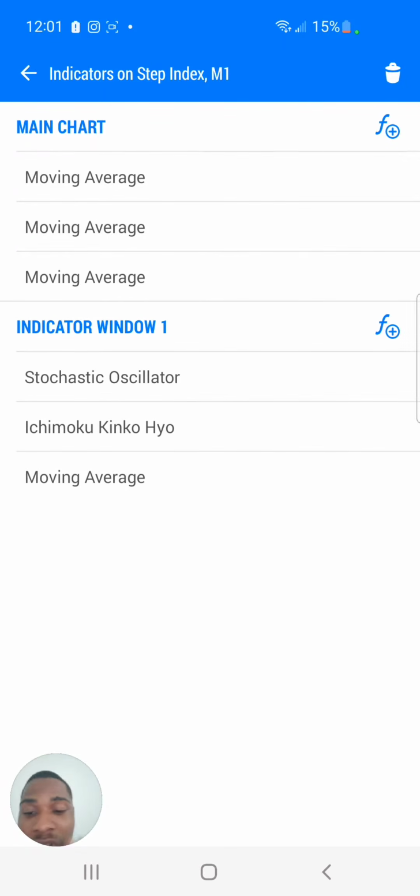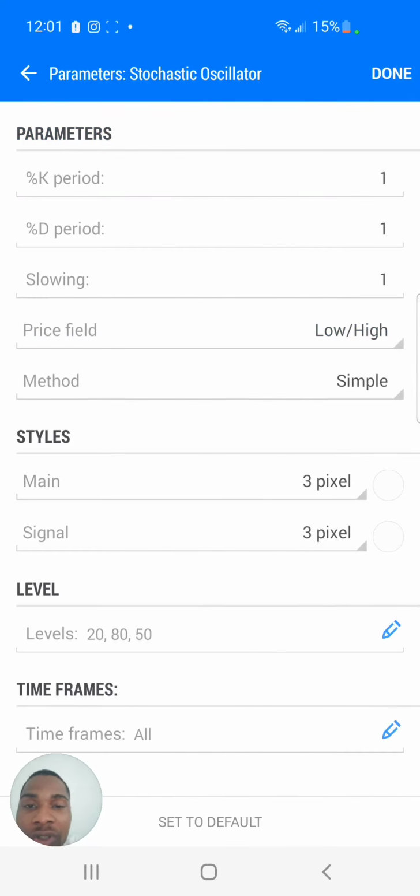If we get a good opportunity, we are going to trade live on this video, but if we don't, I will advise you to practice this strategy on your demo account before you get into the real account to use the strategy. So next indicator, you want to put your stochastic oscillator.